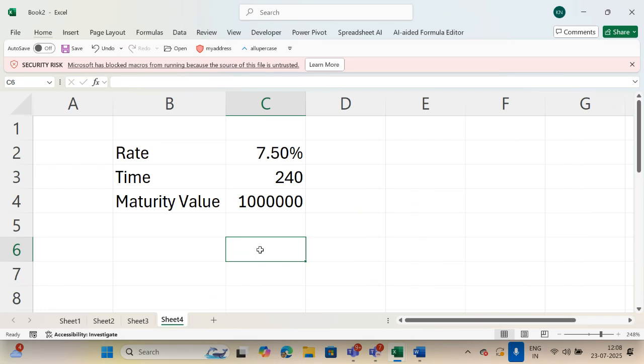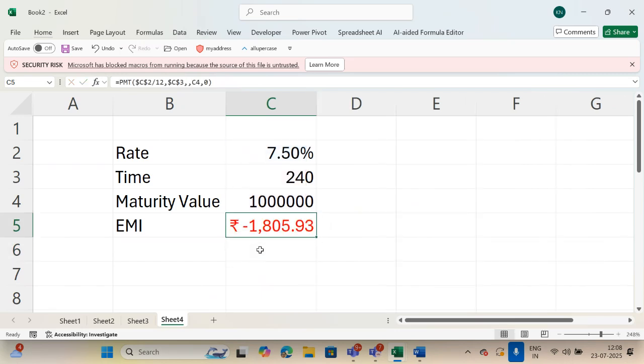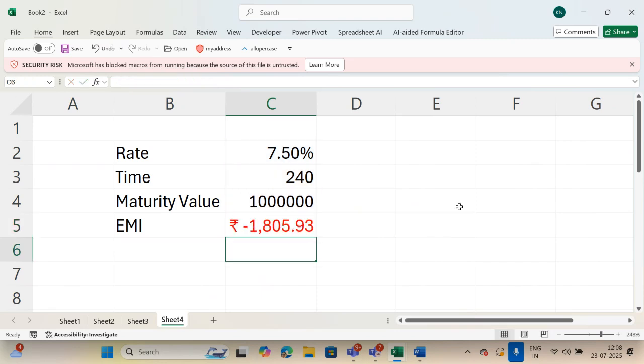rupees after 20 years. So again, to calculate the EMI, there is one function, that is equal to, again, the same PMT. Now rate is the same, divided by 12, comma, per, n per, this is the time, comma, comma. Now you should put a comma in place of PV. Then FV, then comma 0. See how much amount you have to pay? 1805.